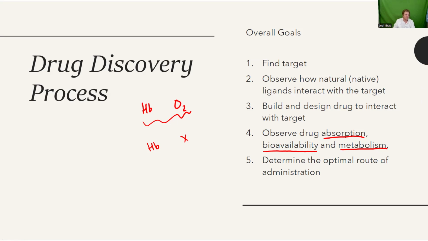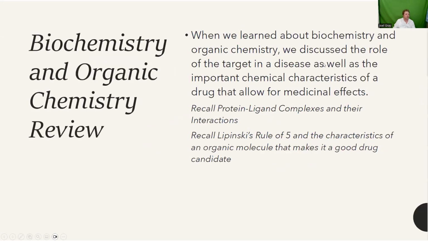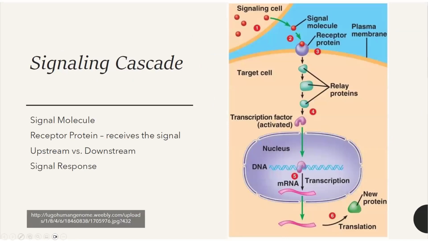And then, last but not least, along those same lines, you've got to determine the optimal route of administration. Now, when we learned about biochemistry and organic chemistry, we studied the role of the target in a disease, as well as the important chemical characteristics of a drug that allow for those medicinal effects. What we really focused on there was our protein-ligand complexes and those interactions. We also talked about Lipinski's rule of five and what made a good drug candidate. So if you need to, jog back on those things and take a quick glance.